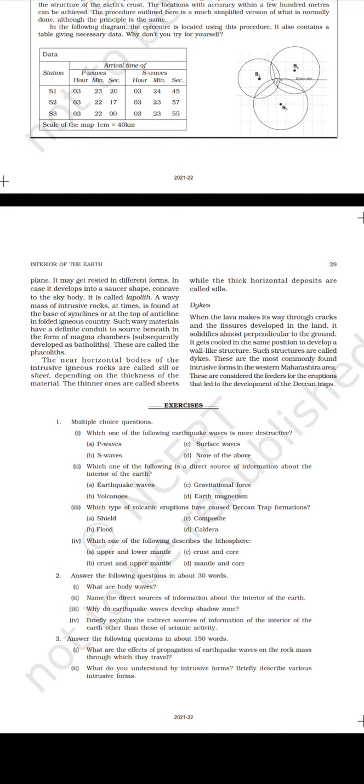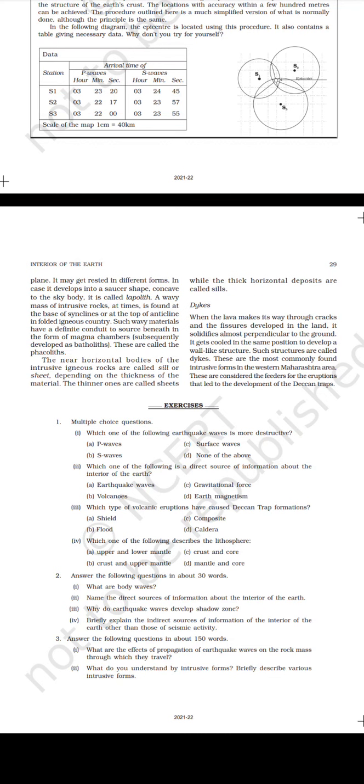Answer the following questions in about 30 words. What are body waves? Name the direct sources of information about the interior of the earth. Why do waves develop shadow zone? Briefly explain the indirect sources of information of the interior of the earth other than those of seismic activity.